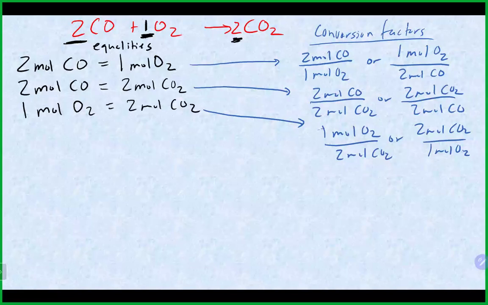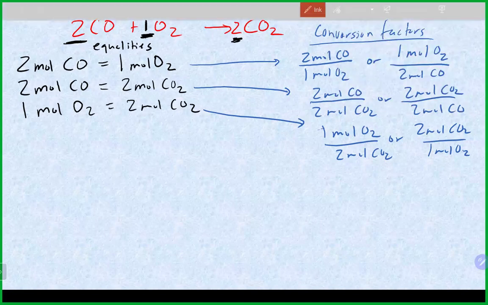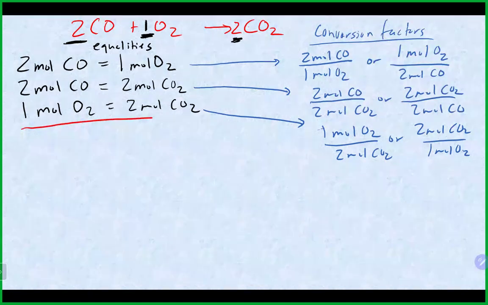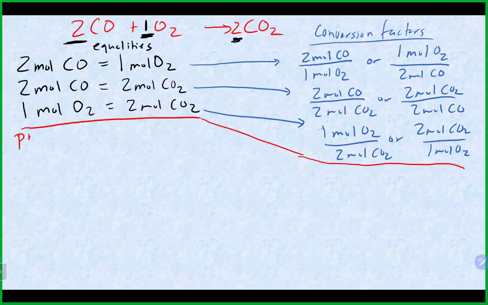Our 4 steps here. So let's say, for example, we produced 13.5 grams of CO2, and we want to know how many grams of O2 we basically started with to produce that much. So, first off, we want to go through our 4 steps.